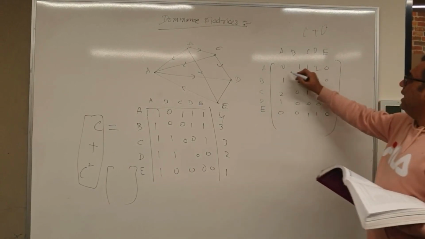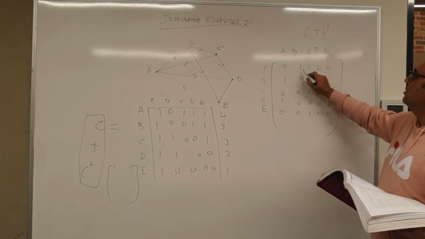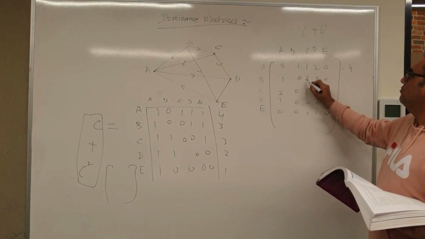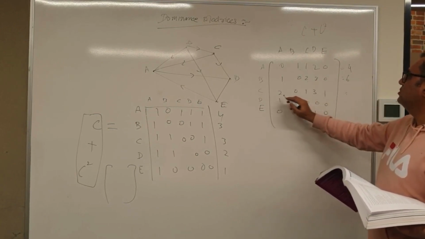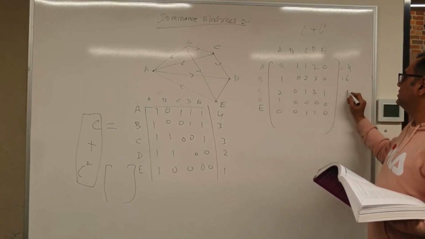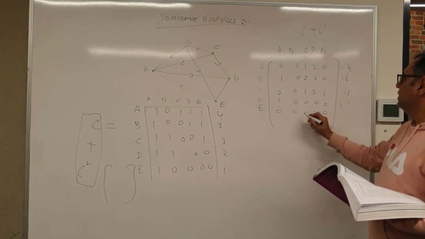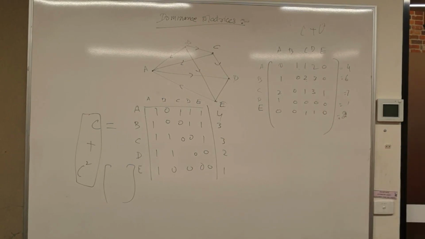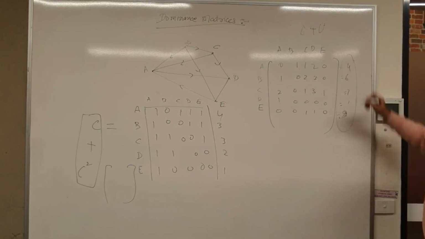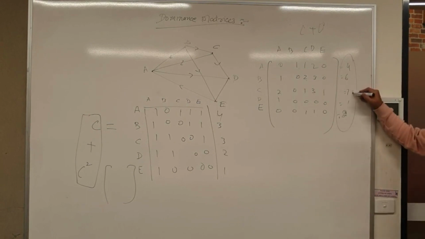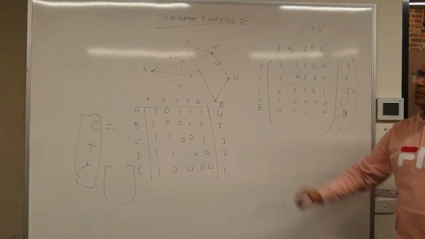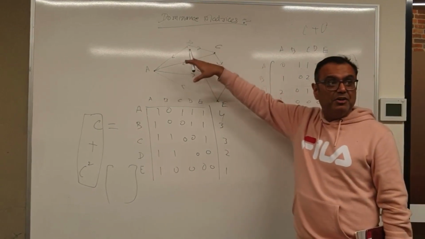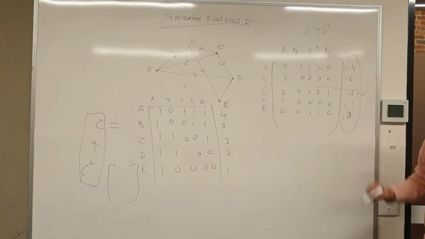Now, finally, you add the rows. This is 1 plus 1 plus 2 is 4. This is 3 plus 2, 5, plus 1 is 6. This is 2 plus 3, 5, plus 1, 6, plus 1, 7. This is 1, and this is 2. So which of these numbers is the greatest? 7. 7 corresponds to player number C. So that means in this scenario, C was the most dominant player.